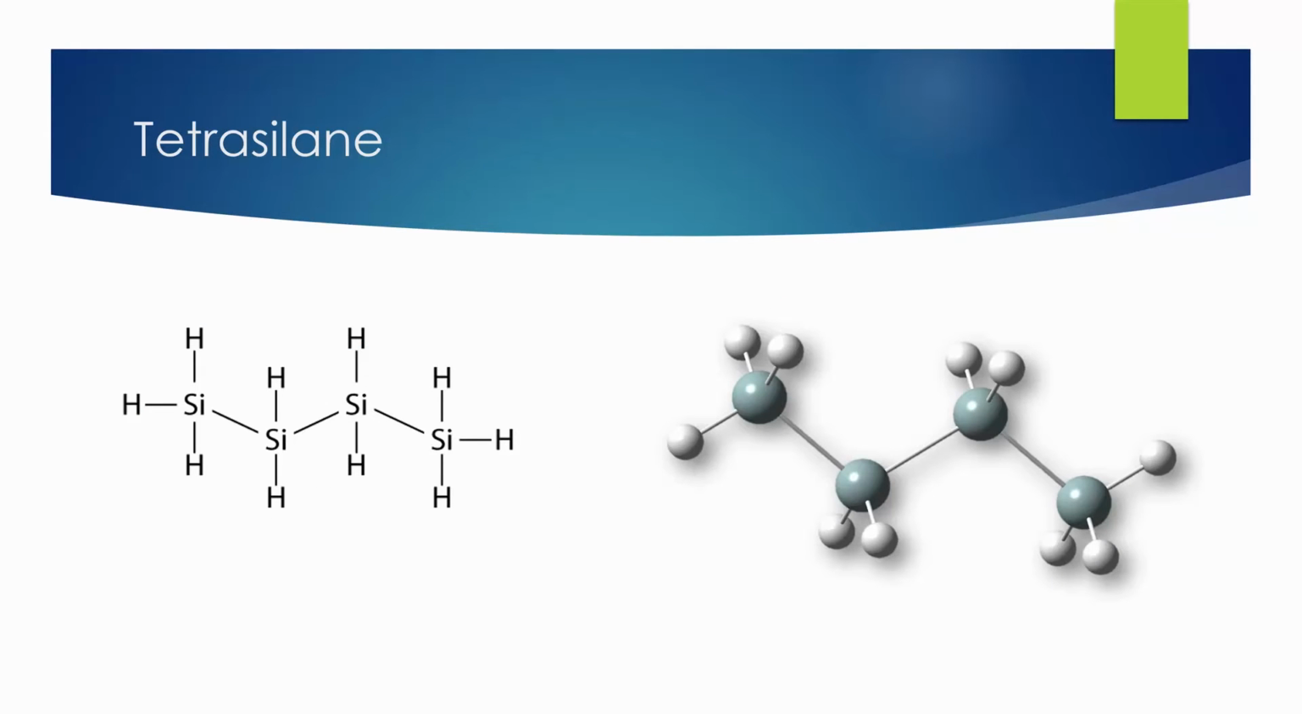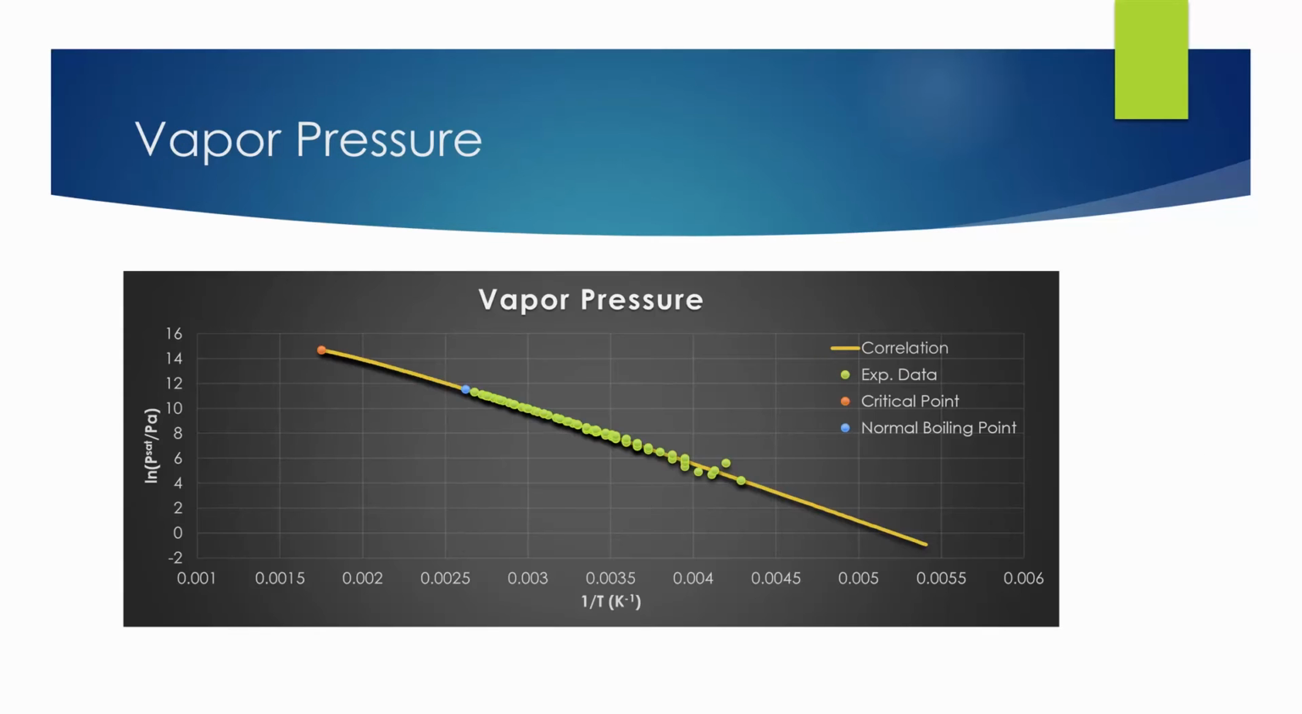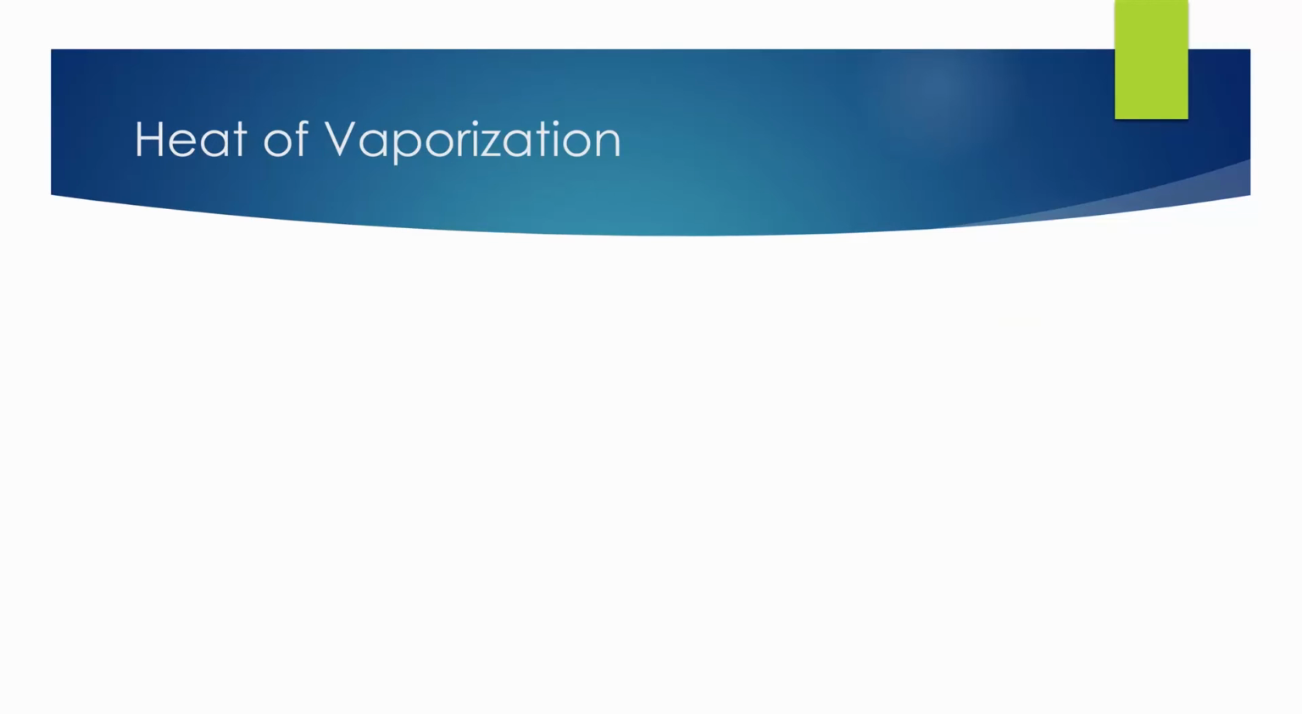The value of this expert review process is demonstrated by the compound tetrasilane. As you watch, you will see how the expert review changed the results of the heuristic-based evaluation to give an accurate thermodynamic picture of this compound. Here you see experimental vapor pressure data as green points. Notice that they span a wide range of temperatures and are fit well by the correlating equation.